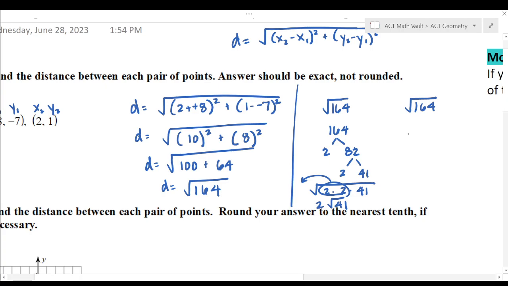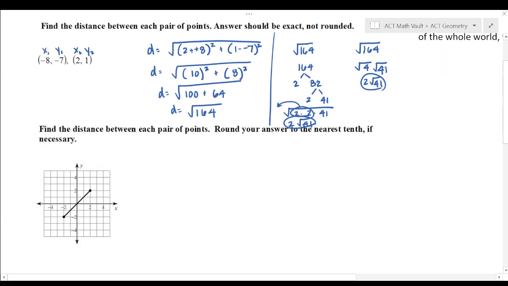The faster way to do this is take the largest perfect square that can come out of 164, which might require the use of a calculator. You would try a bunch of them, like 1, 4, 9, 16, 25, and so on. Then we would have 4 being the largest, 41 is left over, and there it is again, the 2 root 41. It's the exact answer. It's not rounded, there's no decimal.